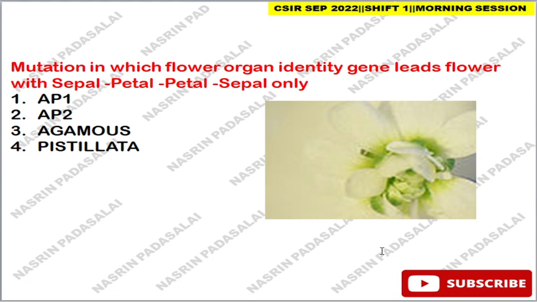Which flower organ identity gene leads to a flower with sepal, petal, sepal, that is, a plant that has no stamen and no carpel? You have studied three types of genes in the ABC model: type A gene, type B gene and type C gene. If there is a mutation in the type C gene, it will affect the stamen and carpel. A plant with a mutation in the type C gene will not have stamen and carpel. In place of stamen and carpel there will be petal, that is, petal will be formed instead of stamen and sepal will be formed instead of carpel. The example of the type C gene is the AGAMOUS gene. So the answer is AGAMOUS.